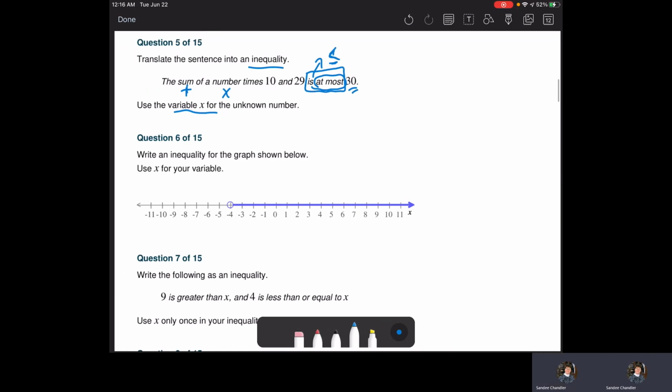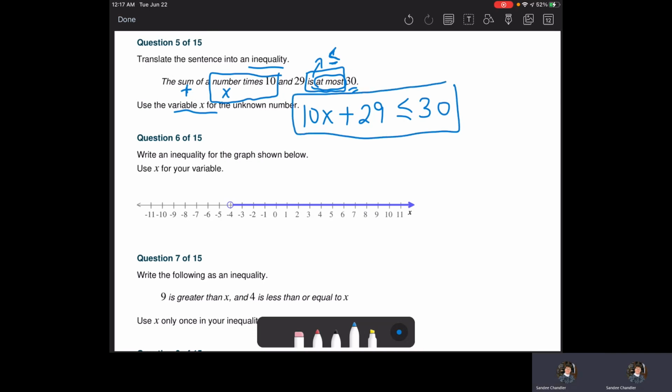So let's see if we can make this. The sum of a number times 10. So we're taking a number times 10, that would be 10x, and we're summing that, adding to 29 to get at most, less than or equal to 30. And that is what they are looking for. They're just looking for the translation. They didn't ask us to find the actual answer. Just said translate. Didn't say solve.